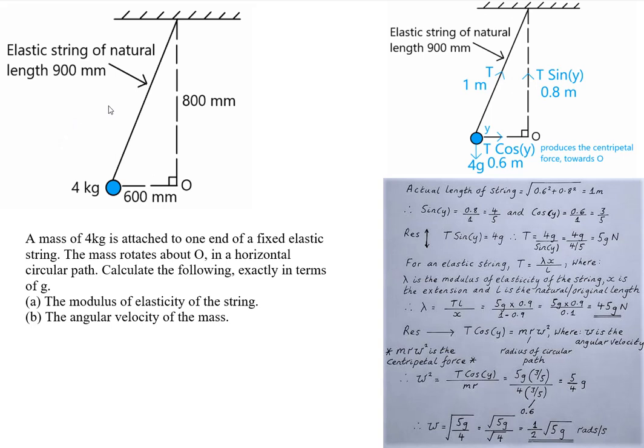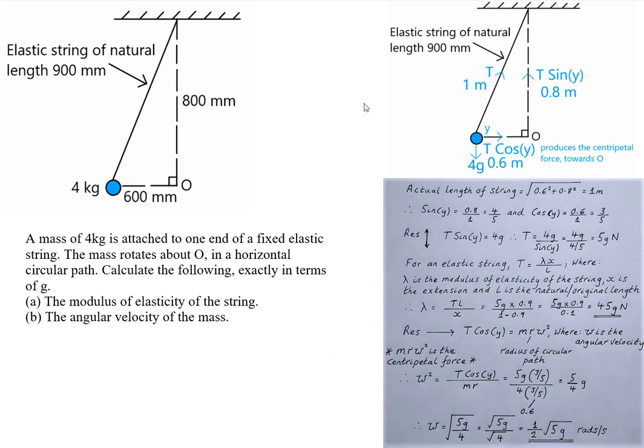When the string has completed one circle, it will have traced out in effect the curved surface of a cone. So this type of question is known as a conical pendulum type question. For this question, the modulus of elasticity of the string and the angular velocity of the mass need to be calculated exactly in terms of g.